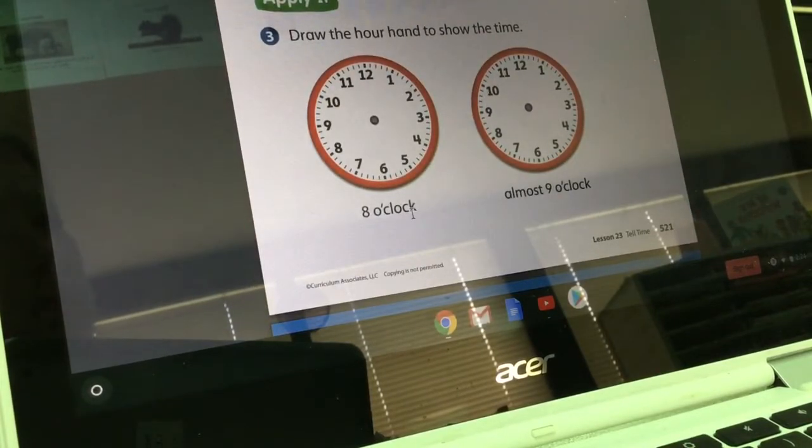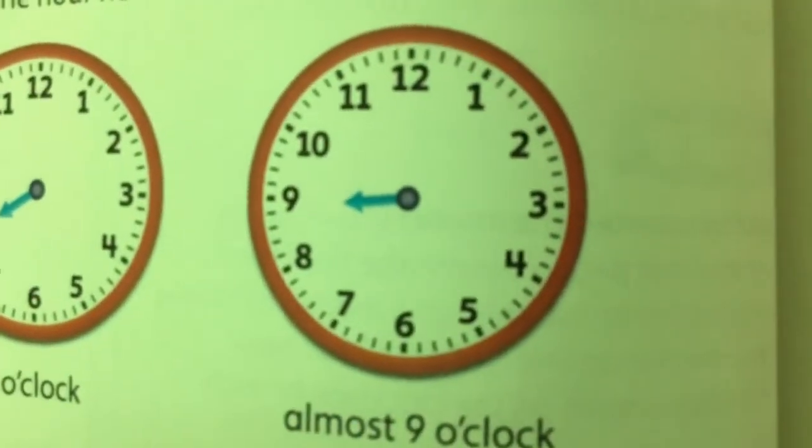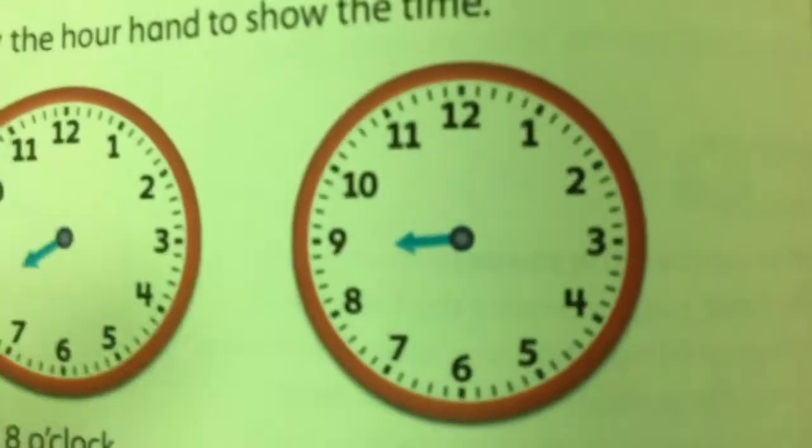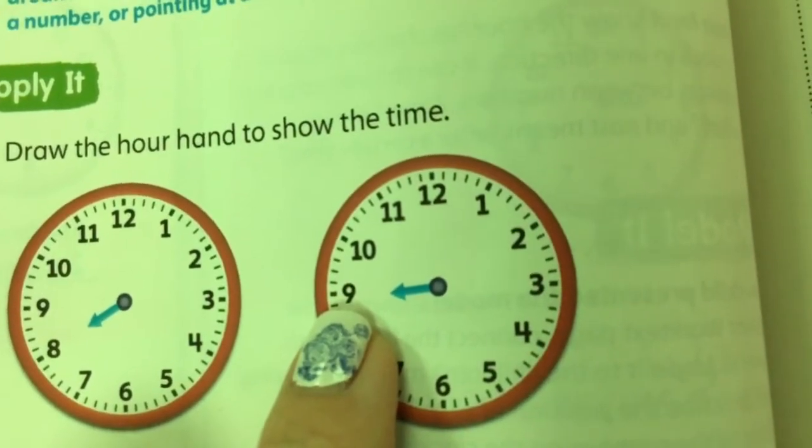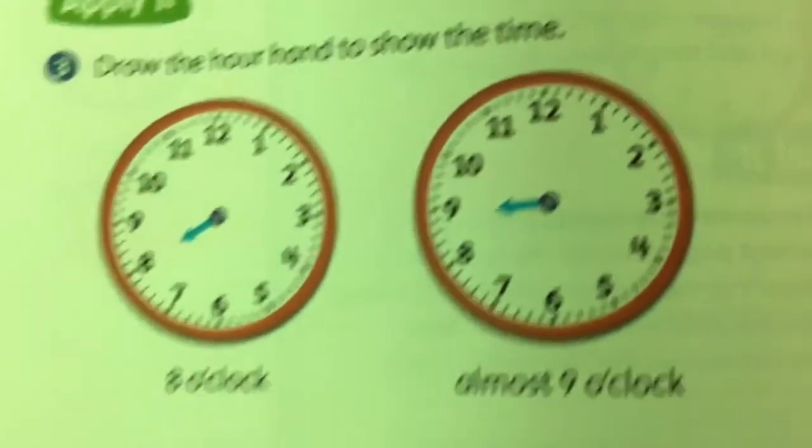Almost 9 o'clock. Oh, almost. So it's not exactly at 9 yet, but it's almost at 9 o'clock. So that makes me think my hour hand should be almost at the 9, but not touching the 9. But definitely not close to the 8 because it's almost 9 o'clock. When it's almost 9 o'clock, our hour hand is really close to the 9, but not on it. So take a minute to draw your hour hand. And here's what it should look like. It's almost on the 9, but not quite. If you look really closely, if we were to line it up, it would be just on that line below the 9. Not exactly on the 9, but almost at 9 o'clock.